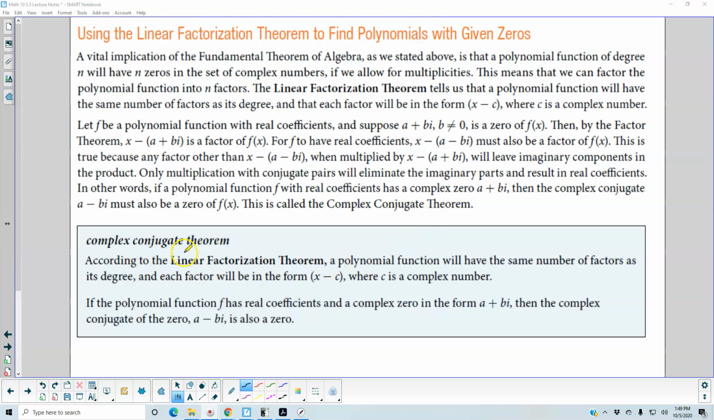The complex conjugate theorem states that according to the linear factorization theorem, a polynomial function will have the same number of factors as its degree, and each factor will be in the form x minus c, where c is a complex number. If the polynomial function f has real coefficients and a complex 0 in the form a plus bi, then the complex conjugate of the 0, a minus bi, is also a 0.